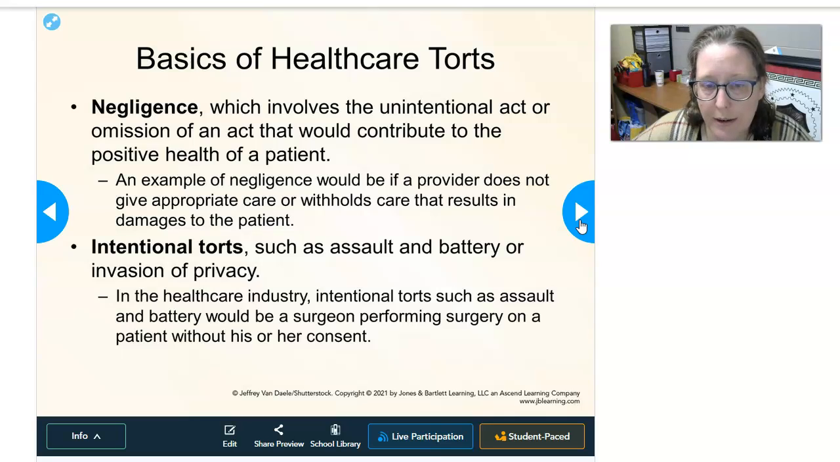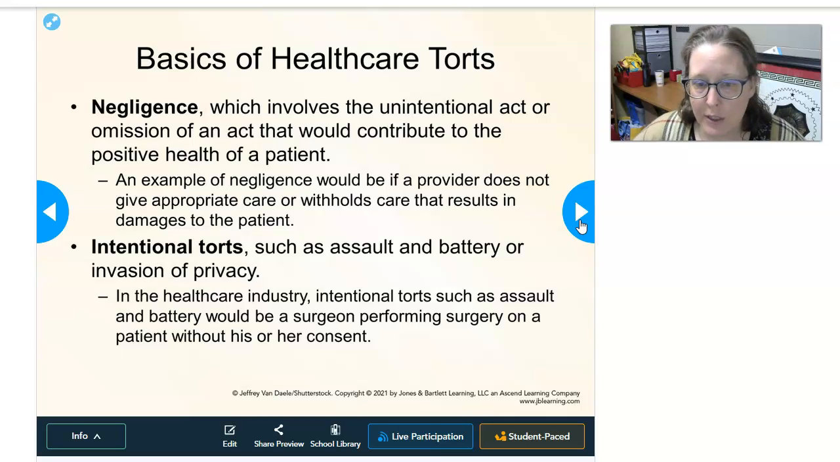So for example, if you are a caregiver working in a nursing home and you're supposed to feed a patient, and the patient gets their meal and they can't feed themselves, and you forget to feed that patient, and then their food gets taken away, having not eaten, then you can contribute to the harm, because eating would normally contribute to the positive health of the patient. Now the patient's starving, and even if it was unintentional, you just forgot, it still has caused negligence to that patient. Intentional torts are things like assault and battery or invasion of privacy.